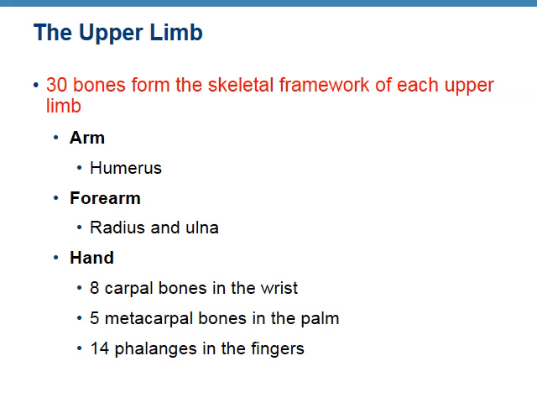The next slide we have to talk about is the upper limb. So there are about 30 bones that form up the skeletal framework for each of these upper limbs. We're going to talk about the arm, which is the humerus. We're going to talk about the radius and the ulna, and we'll talk about some of the carpal, metacarpals, and phalanges that make up the hand.